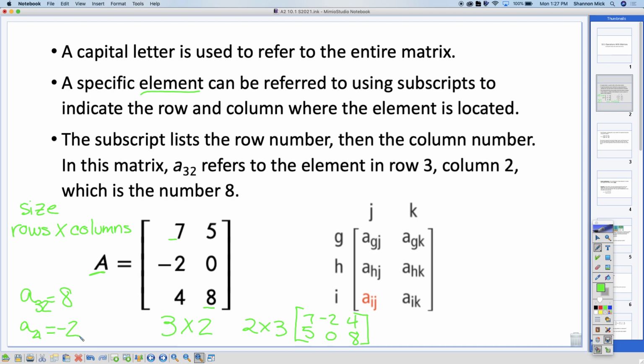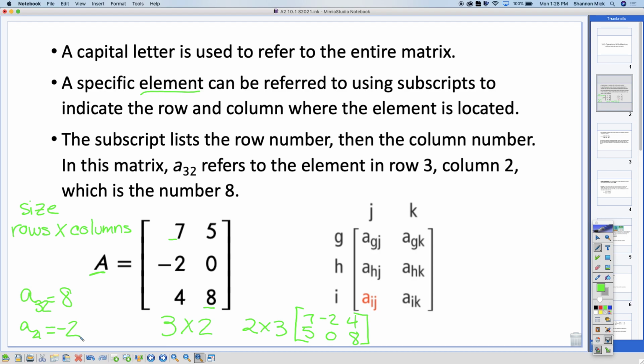Okay, so over here, that's why they have a sub GJ, because it's the G row, J column. Okay, so this element right here is a sub HK because it's the H row and the kth column. Make sense? Questions? Any questions about this? A lot of words, but not a lot of symbols that make up those words.